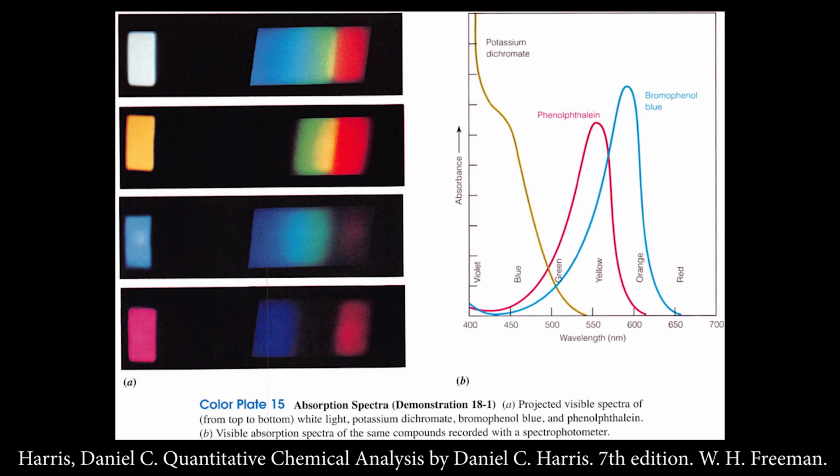Let's look at some actual UV-Vis spectra. What you're seeing here are UV-Vis spectra for potassium dichromate, phenolphthalein, and bromophenol blue. On the far left, it's just white light. They're just showing us that's white light. And when they separate it with what's called their monochromator, it separates out the colors.